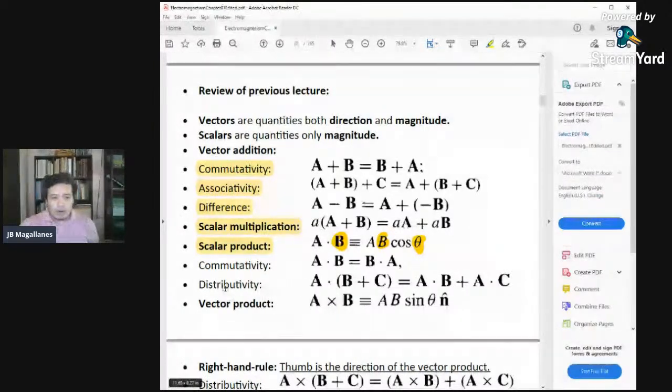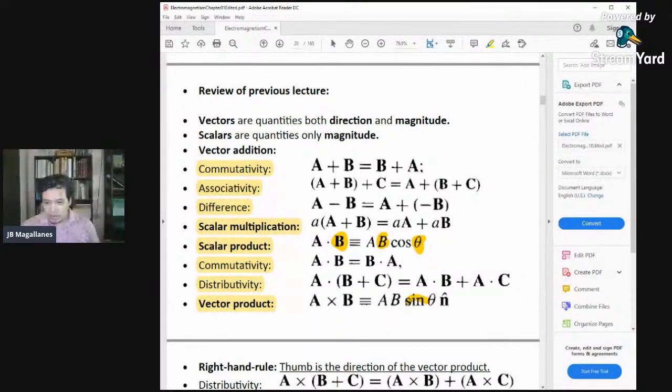So it is also commutative, the scalar product. Here you can interchange the order. So A dot B is just equal to B dot A, and also distributive. It's the same as this, but A here is scalar. But in this case, you have a vector. So you can do this A cross B plus A cross C. Then you can also have the vector product of two vectors. A cross B will just be AB sine.